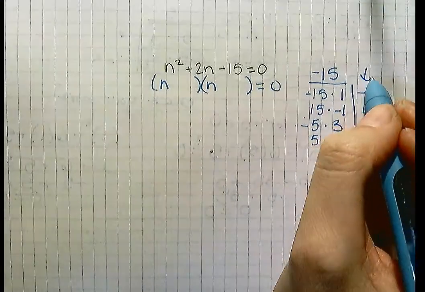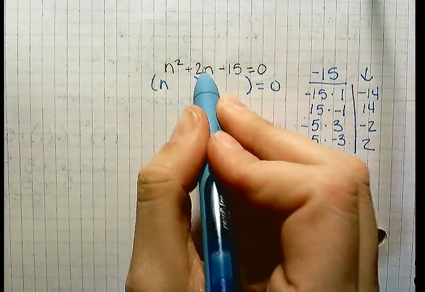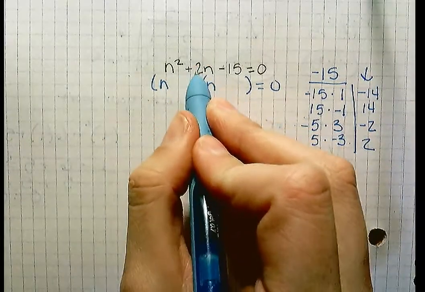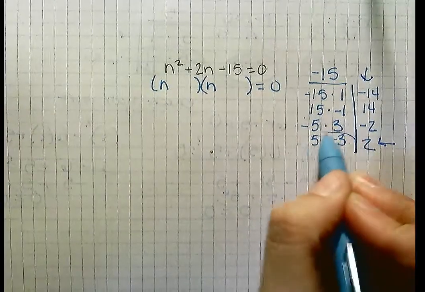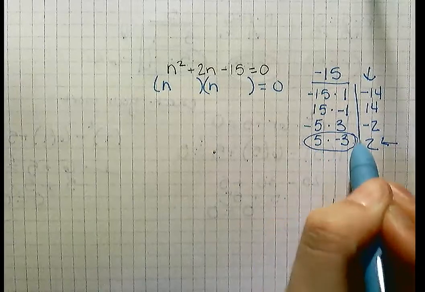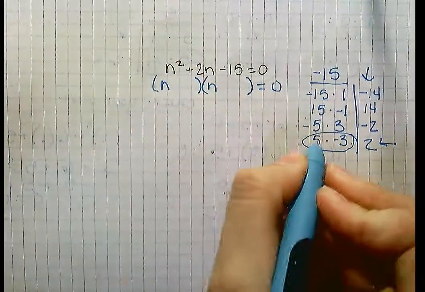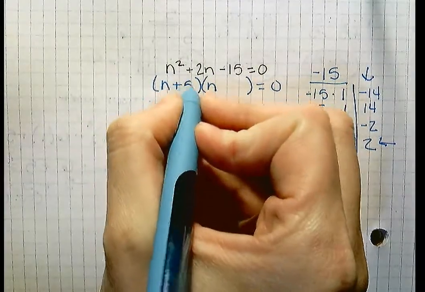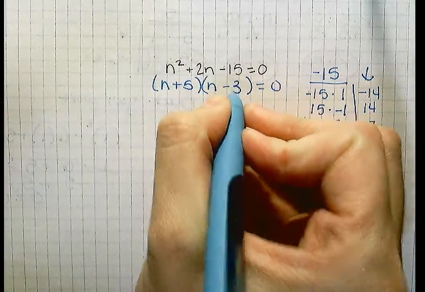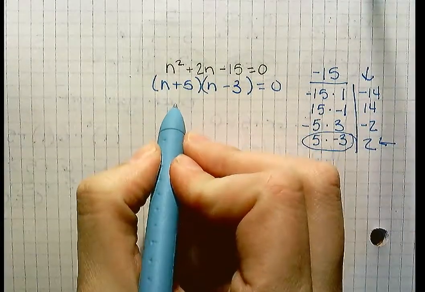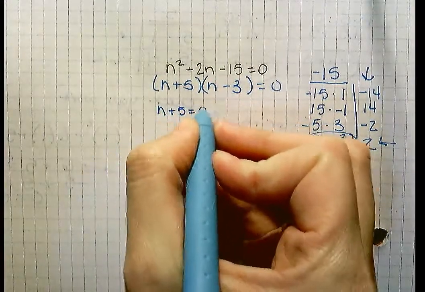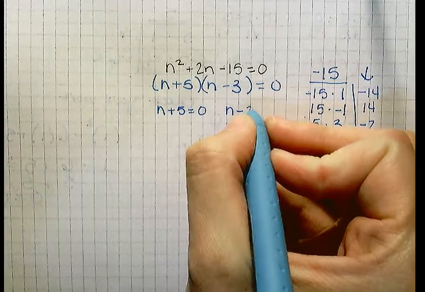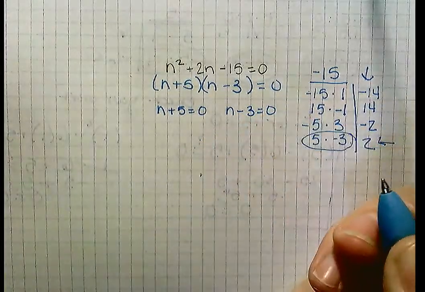So looking at this column here, I'm trying to match it with my middle number. My middle number is 2. So that's positive 2. These are the factors that I need to choose. So positive 5 and negative 3. We then take each of these factors. N plus 5 is equal to 0, and n minus 3 is equal to 0.